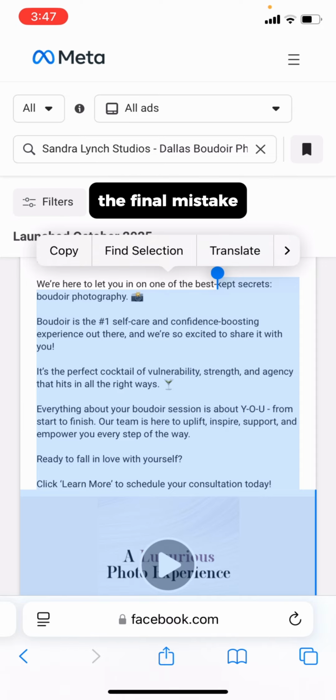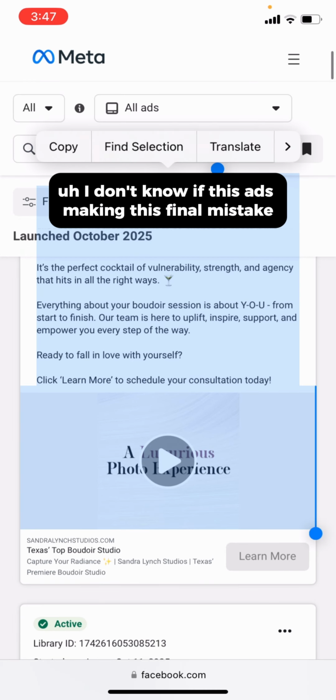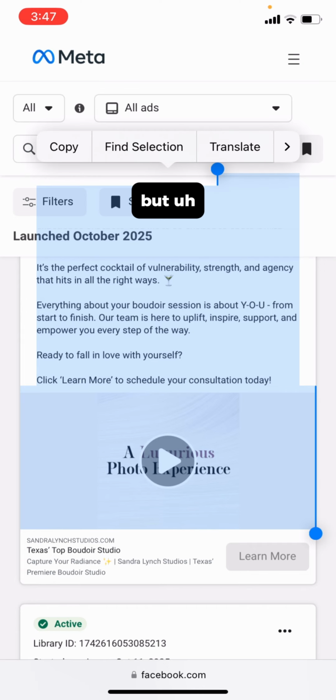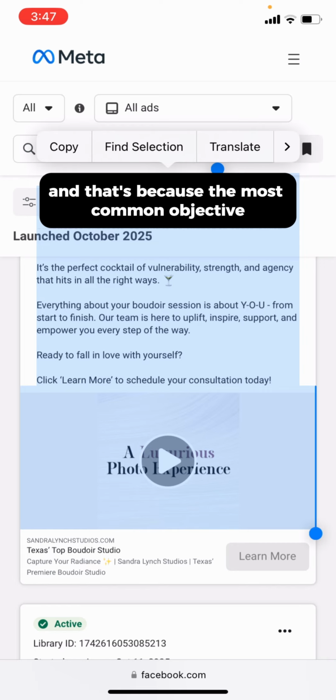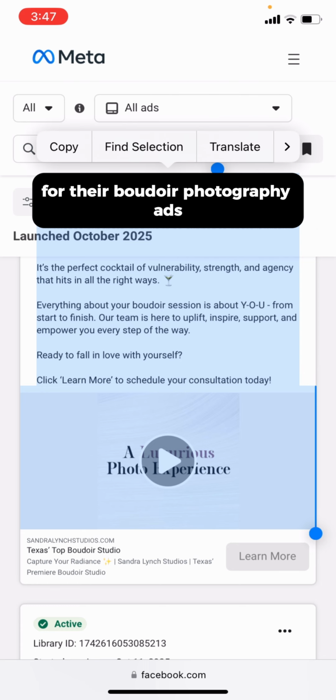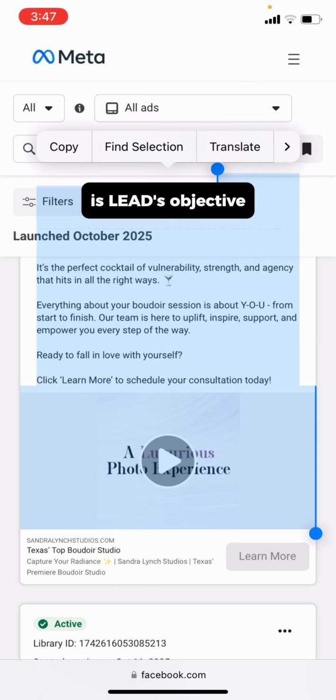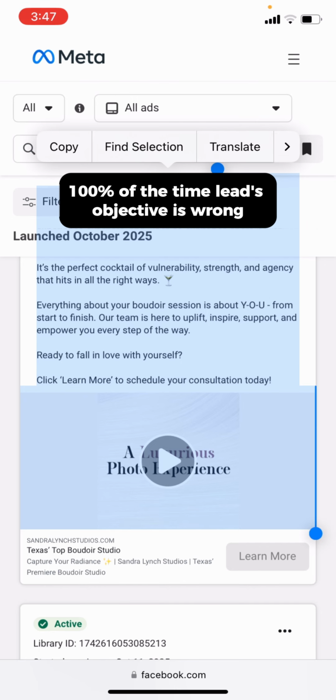And mistake 10, the final mistake. I don't know if this ad is making this final mistake, but I'll give it half a mistake. That's because the most common objective I see boudoir photographers using for their boudoir photography ads is the leads objective. Here's why that is wrong. 100% of the time, the leads objective is wrong.